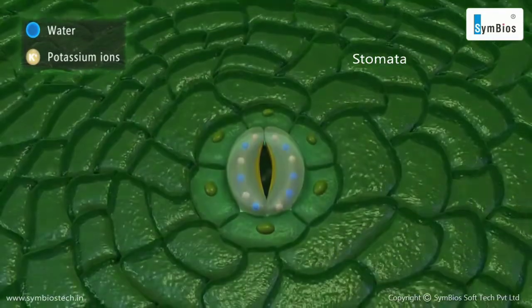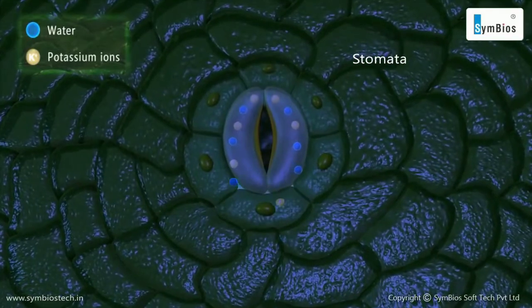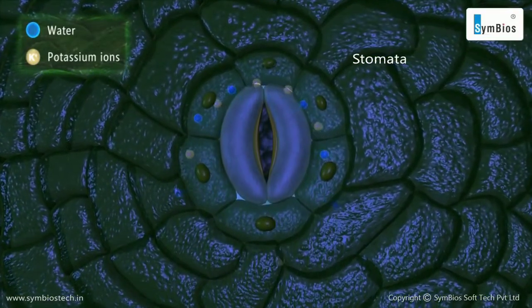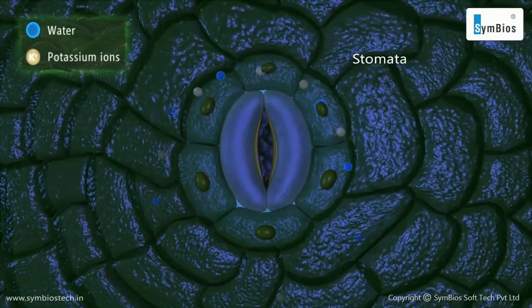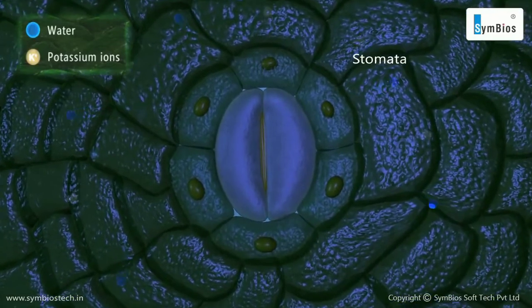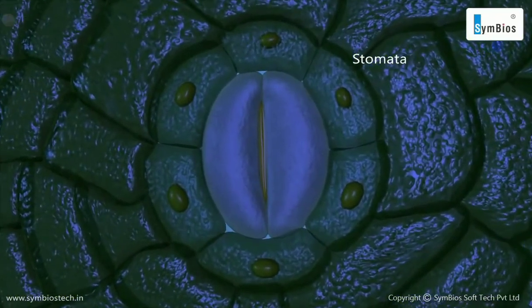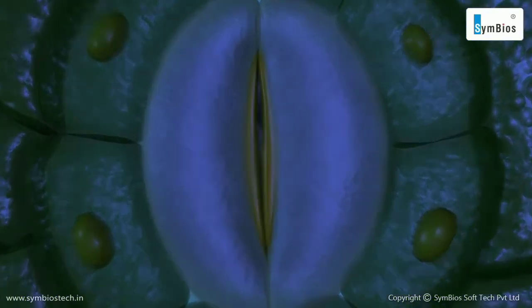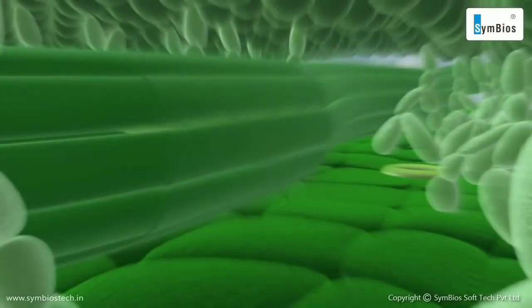Stomata also act as main sites of gaseous exchange in plants. Leaves make use of water and the carbon dioxide for photosynthesis. Glucose formed during photosynthesis is transported to the other parts of the body through phloem cells.